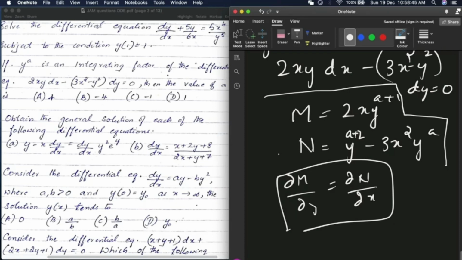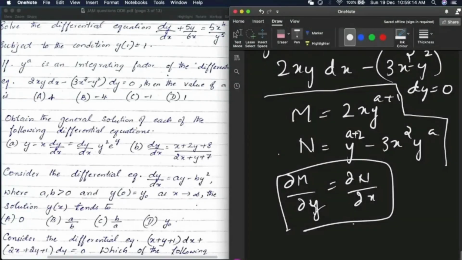The meaning is after multiplying with the integrating factor, this has to be exact. That's the property, or the meaning, of integrating factor. That means dou m by dou y should be equal to dou n by dou x. So just find dou m by dou y and dou n by dou x and equate. What is dou m by dou y? Dou m by dou y is a plus 1 into 2x into y raised to a. Correct.